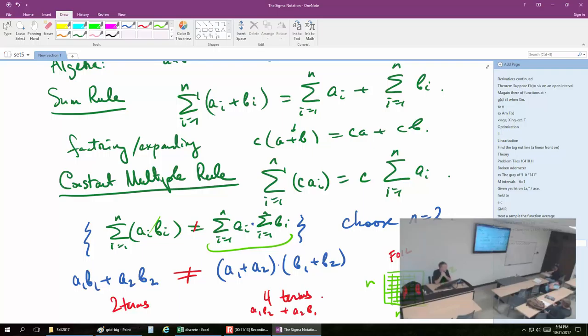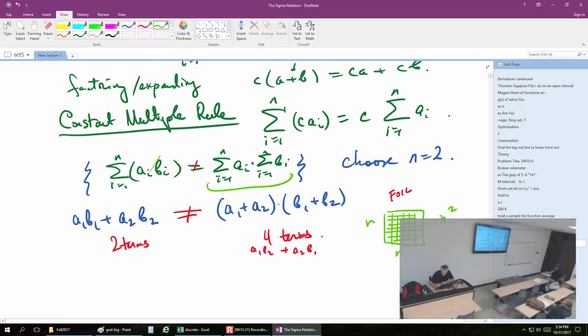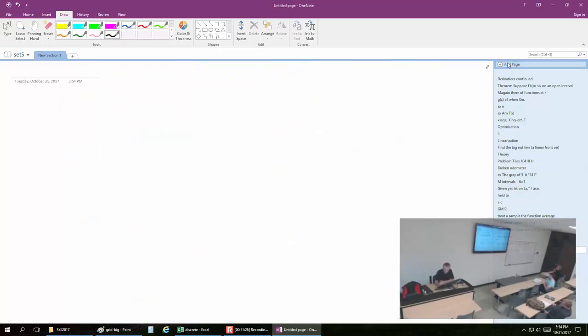It's like, think about a table. And here and there, the total will be n squared terms. So it's like a little table like this. Each term on the x-axis will be multiplied by each term on the y-axis, and it means that you'll have n squared terms. So that's why we don't try to combine the sigma notation with multiplication, because they just don't go together too well.